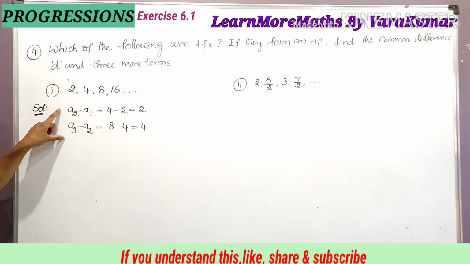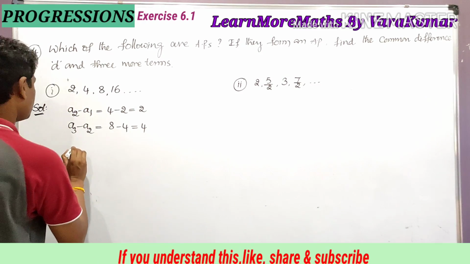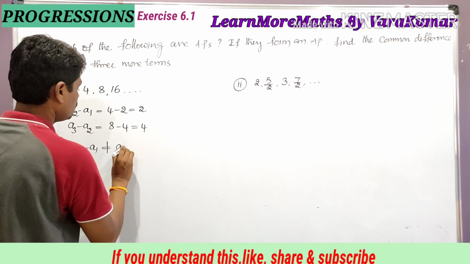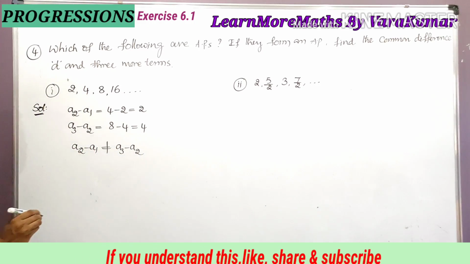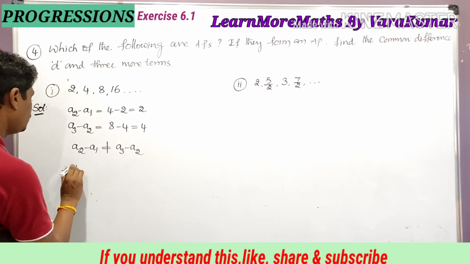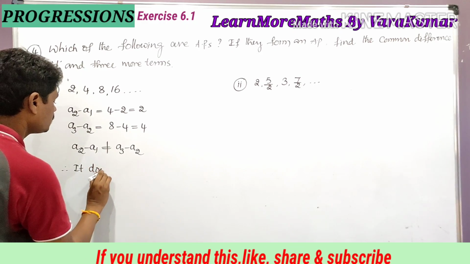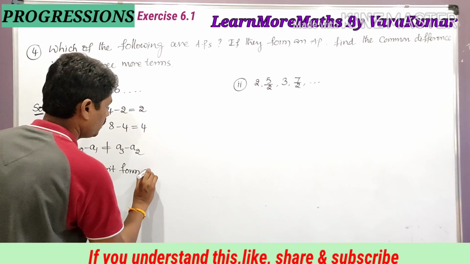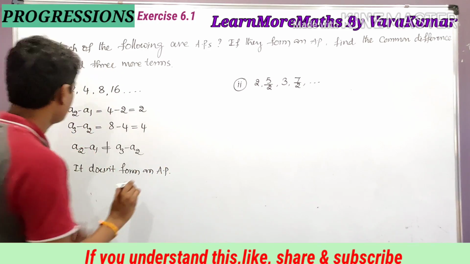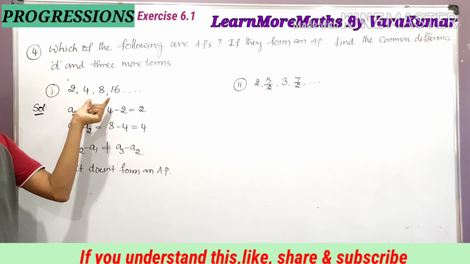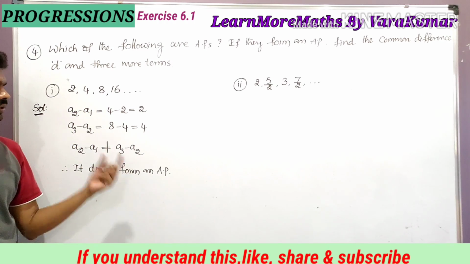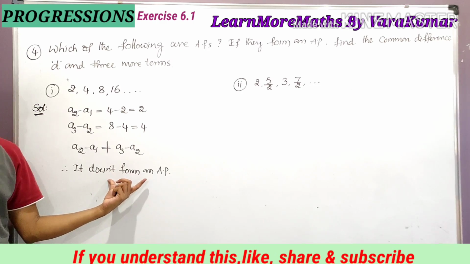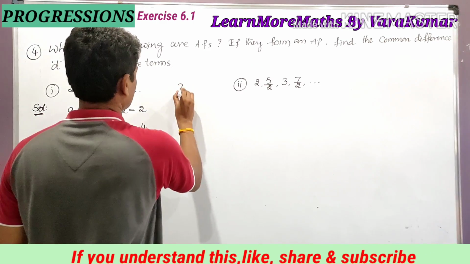So here A2 minus A1 is not equal to A3 minus A2. Therefore it does not form an AP. So since the common difference is not equal, the given series doesn't form an AP. So if it forms an AP, you have to find the common difference and the 3 more terms, but it doesn't form an AP. So this is the first bit, student.